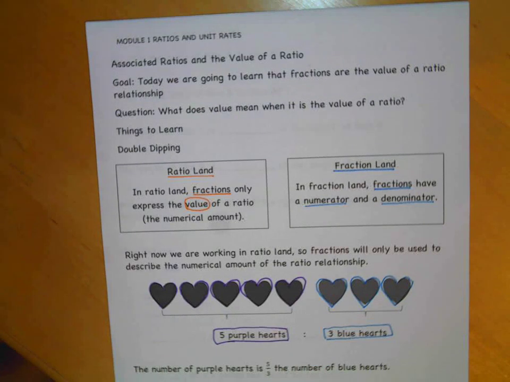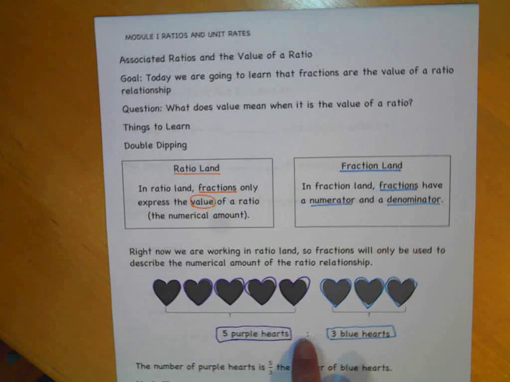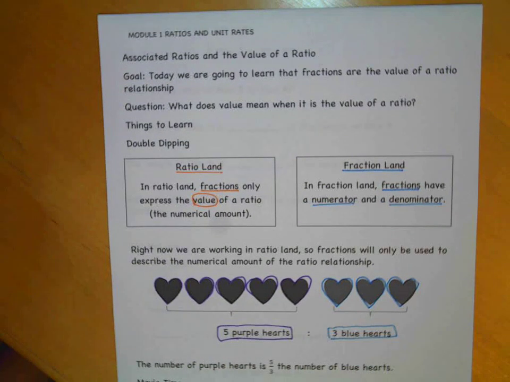Okay, right now we are working in ratio land, so fractions will only be used to describe the numerical amount of the ratio relationship. So we have 5 purple hearts, and we have 3 blue hearts. So it's 5 purple hearts to 3 blue hearts. It says the number of purple hearts is 5/3 the number of blue hearts. Does anybody understand that? I'll read it again. The number of purple hearts is 5/3 the number of blue hearts. Okay, well, let's try it and see what happens.